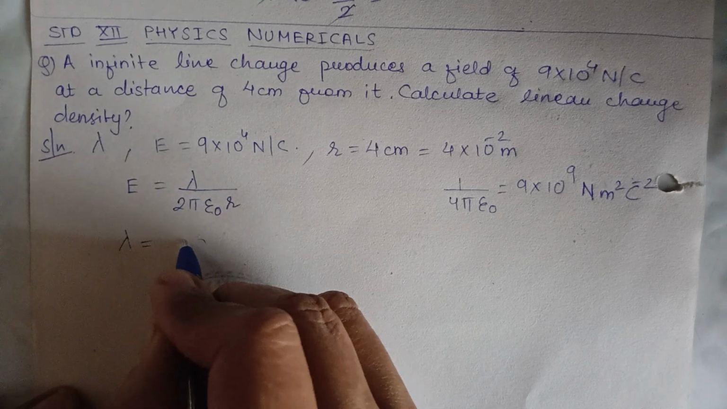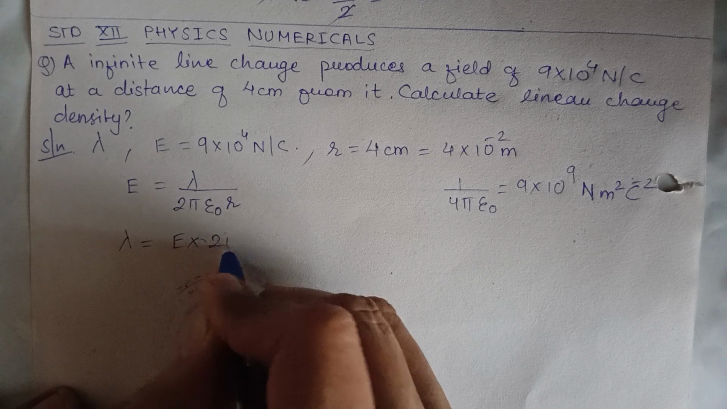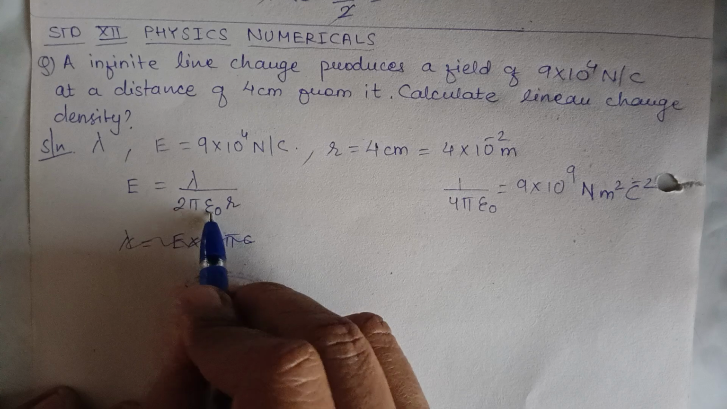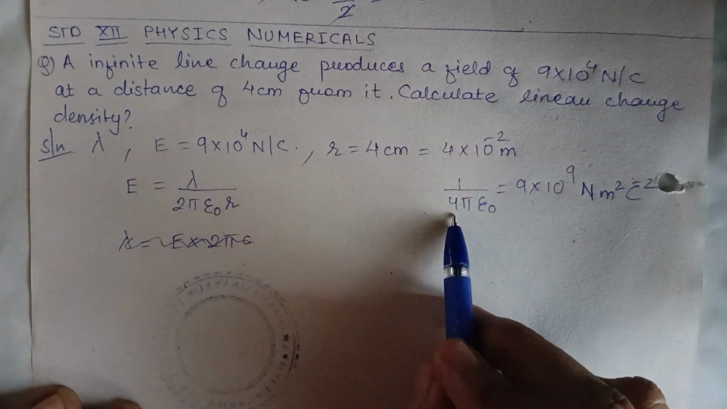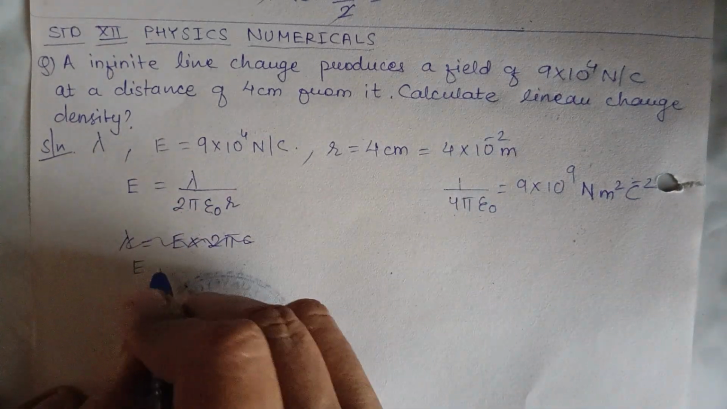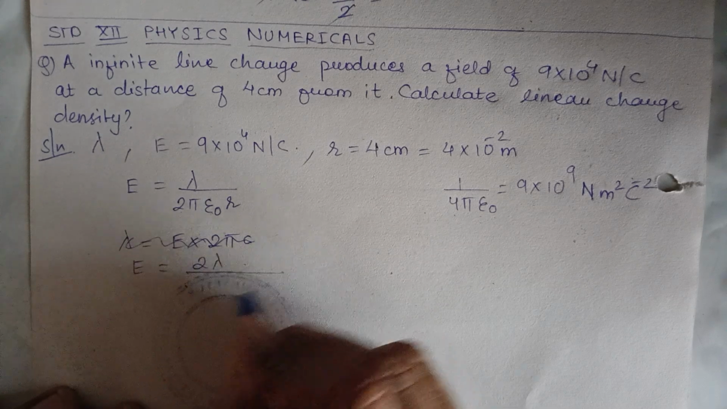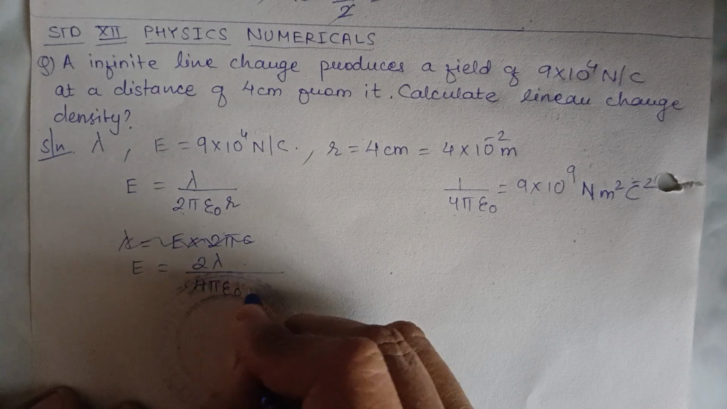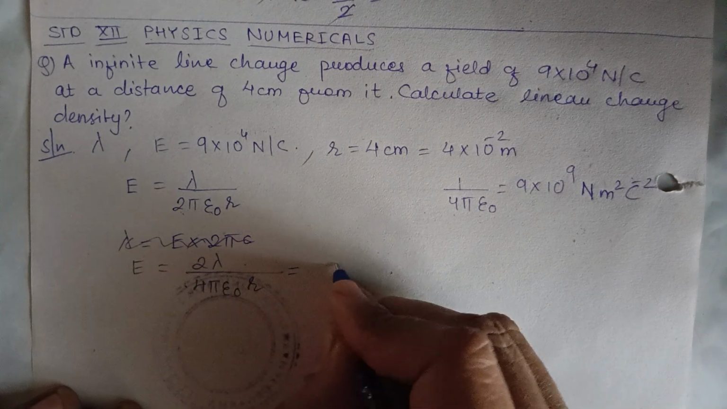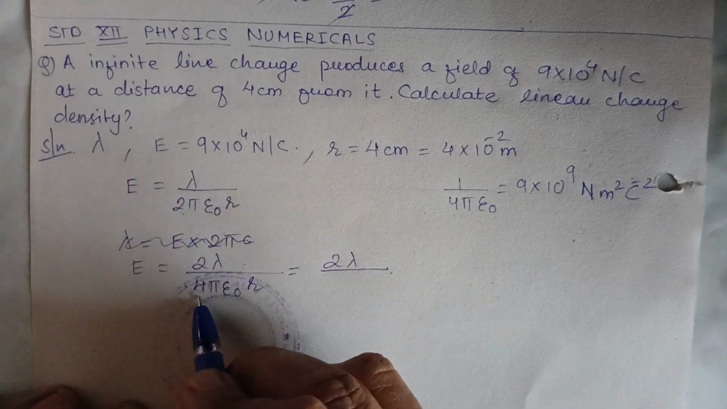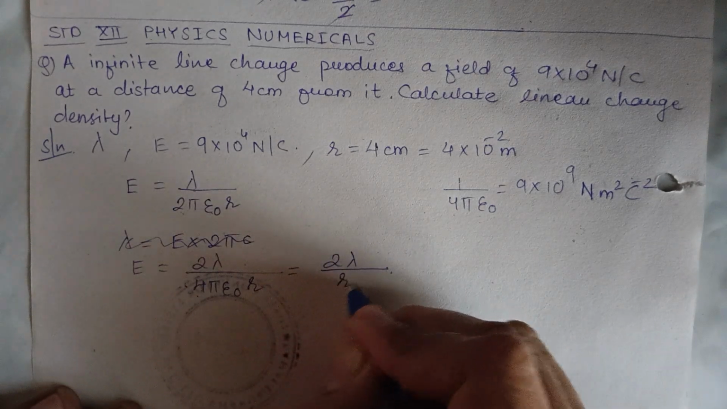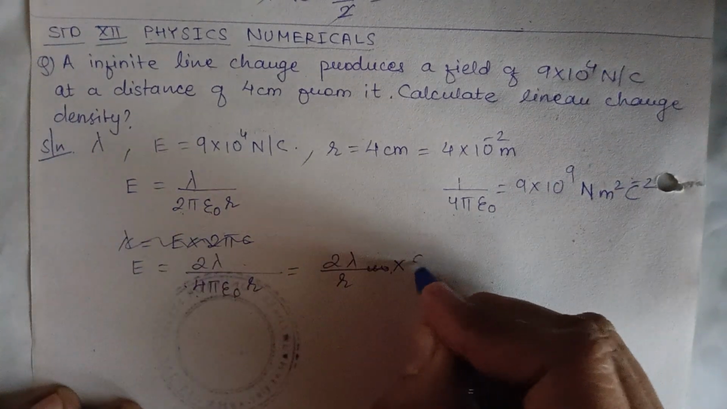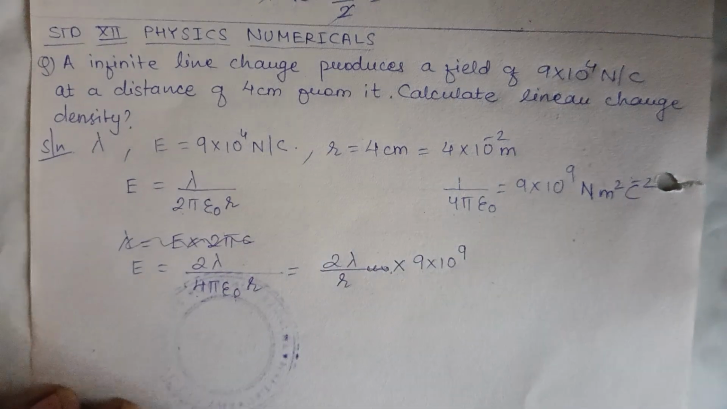So I'll write E into 2 pi. I have to convert this to 4 pi epsilon naught because we want to use 1 upon 4 pi epsilon naught. So I'll multiply by 2 in the numerator and 2 in the denominator. So this will become 4 pi epsilon naught r. So the value of 1 upon 4 pi epsilon naught, you have to multiply here, 9 into 10 raised to 9.